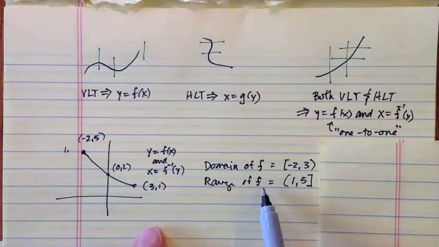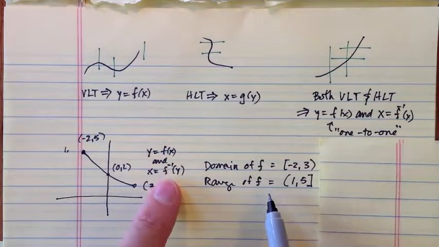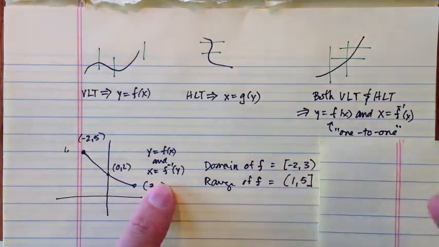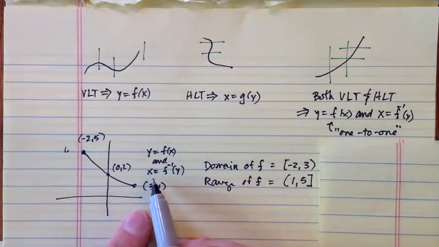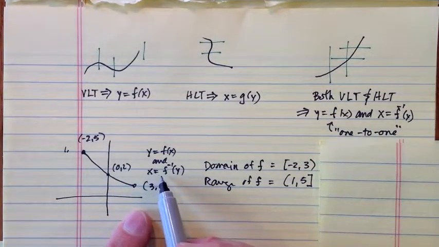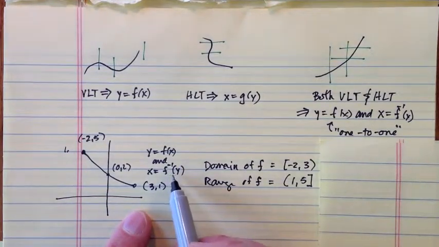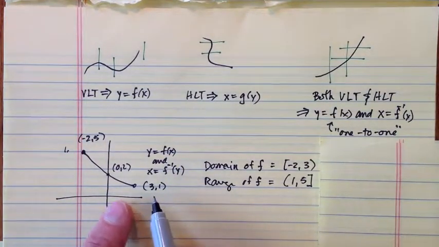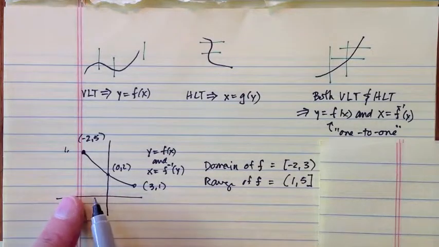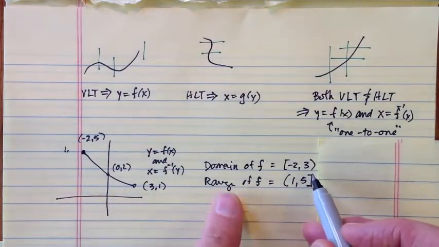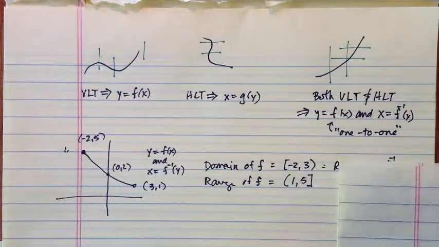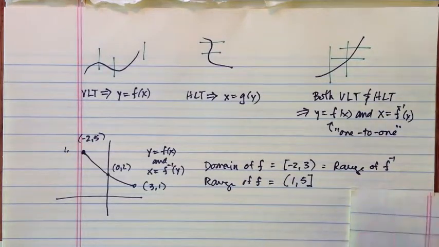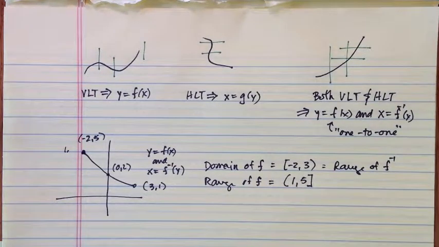Well, what about the range of f inverse? Range equals the outputs. And the outputs for f inverse are visible on this curve as the x values, because this curve has the equation x equals the output, f inverse of y. So the x values along this curve from -2 to 3 are also the outputs for f inverse. The inputs for f and the outputs for f inverse are the same. And so this interval from -2 to 3 is also the range of f inverse.